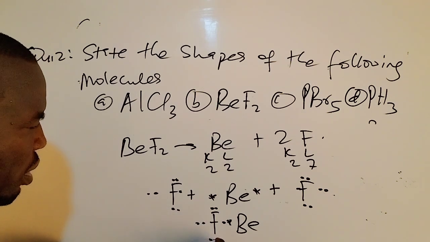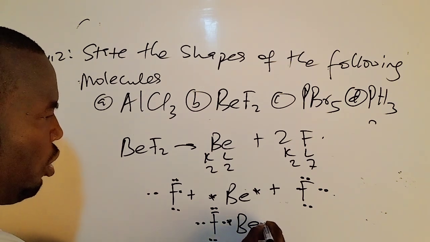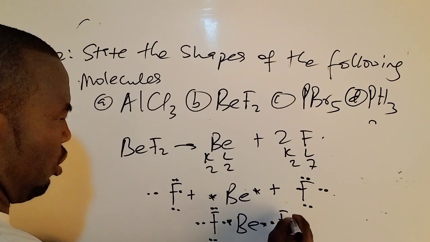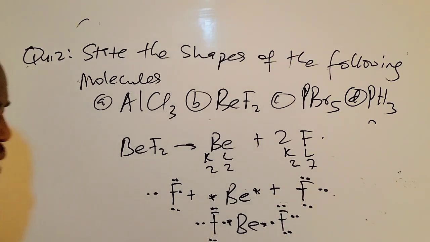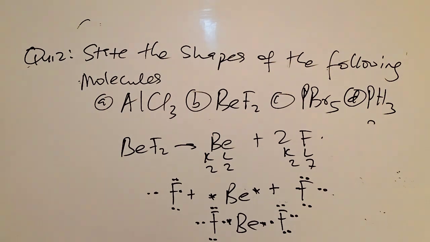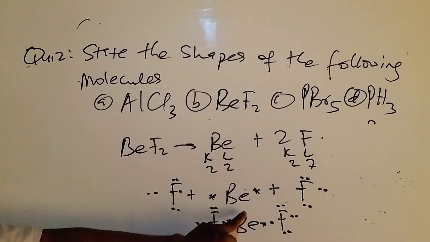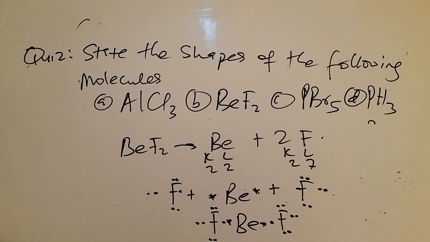So beryllium and fluorine each bring 1 electron to bond at this point. So you can see that. If you look at beryllium, it has 2 bonding pairs of electrons close to it, but no lone pair on it. So this is a molecule where the central atom has no lone pair, but 2 bonding pairs.